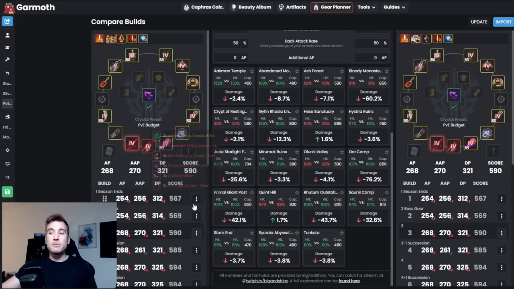Now you can also look at some other stuff like Underwater Scryer. You do a lot more damage actually. 3.8 is a lot of damage in BDO, so you can imagine how big these numbers are here. 76 and 32% at Sornal and 43. It's crazy numbers.